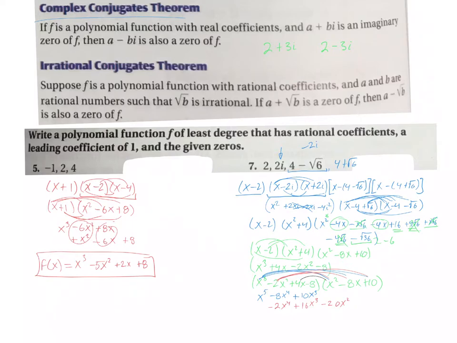This times this, 4x cubed minus 32x squared. This times this plus 40x.